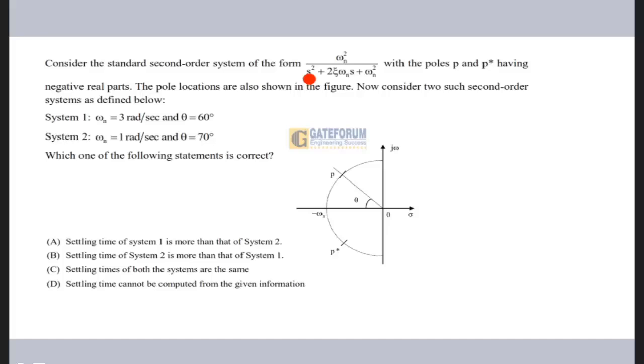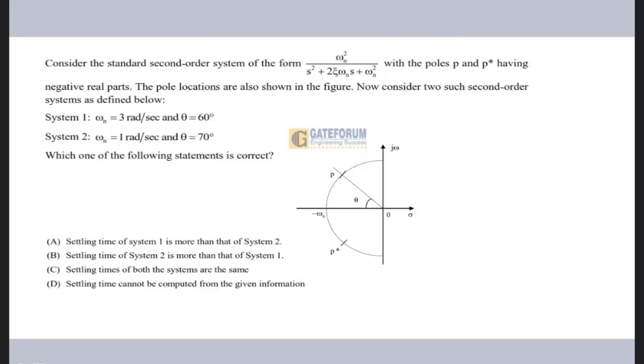This is your standard second order system transfer function, right? With the poles P and P conjugate, having negative real parts. So it is having negative real part. The pole locations are also shown in the figure. So they have marked the pole locations.